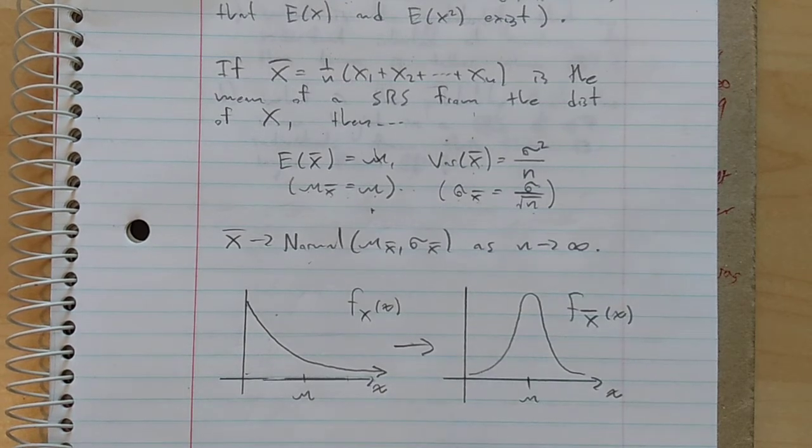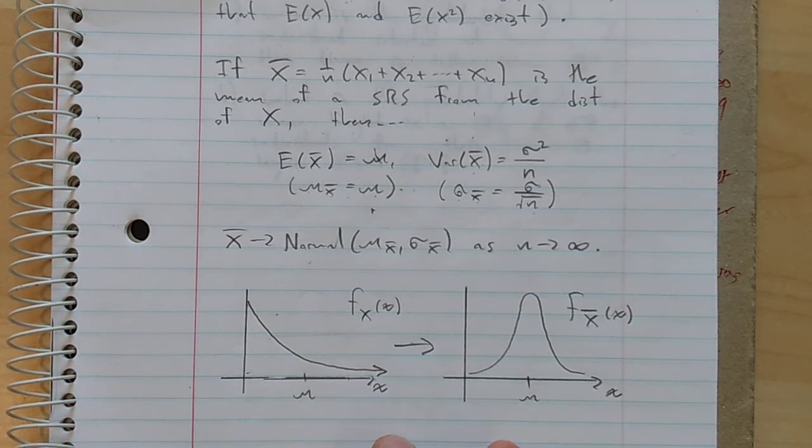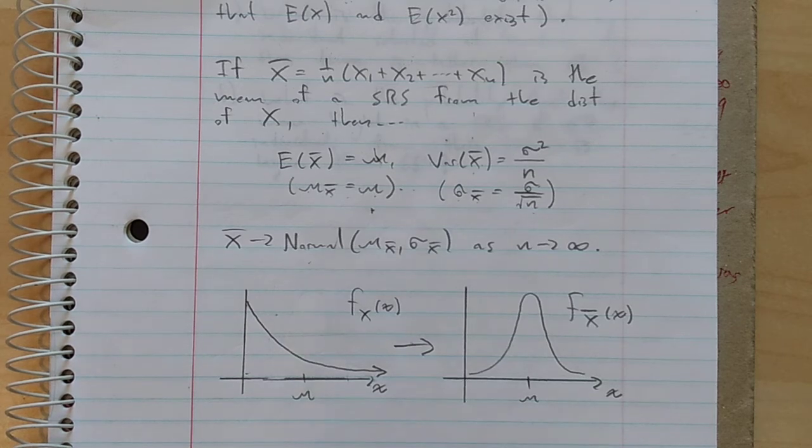Like I said, this is an amazing result, and a lot of statistics is based on this because it lets us reason probabilistically about the probability of getting a sample with a mean in a certain range without knowing the distribution of the population you're sampling from. All you have to know is the mean and the standard deviation of the population you're sampling from.